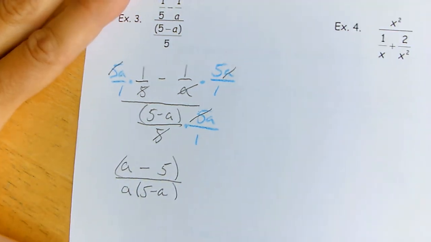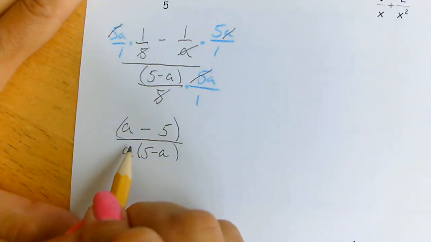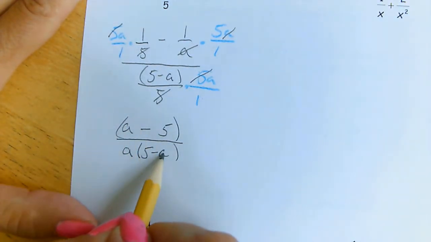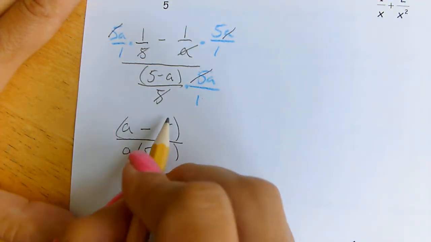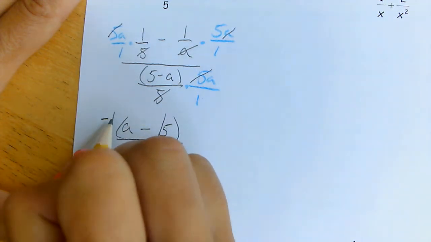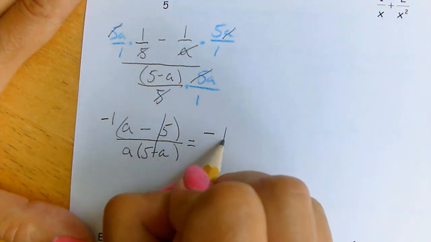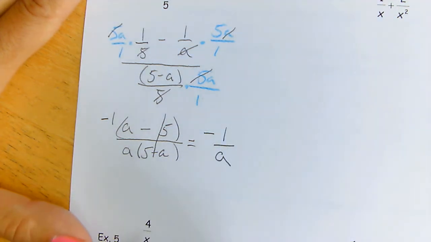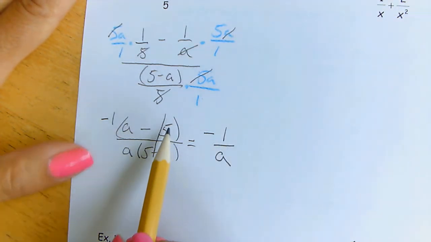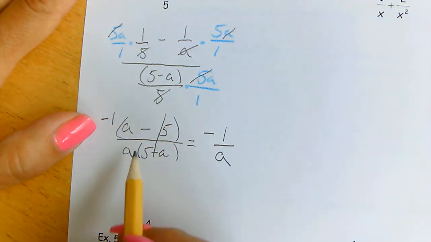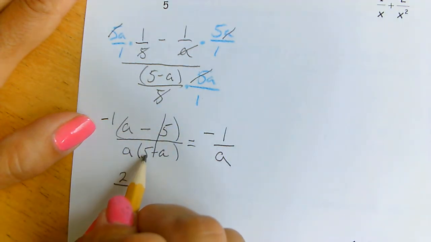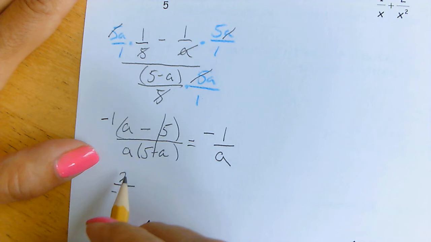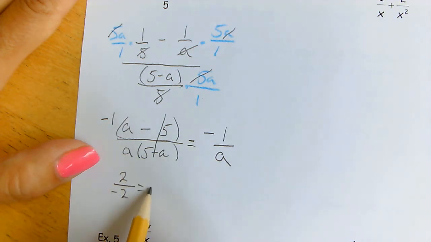Down here, I would have to factor anyway, and I can. A is positive, a is negative. 5 is negative, 5 is positive. These are exact opposites. Opposites reduce to negative 1. So my answer is negative 1 over a. So I'll say that again. Think about if a was a 7. 7 minus 5 is positive 2. 5 minus 7 is negative 2. Anything over itself but opposite signs reduce to negative 1.